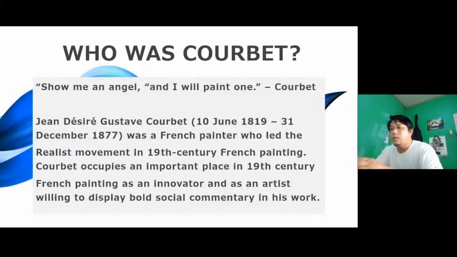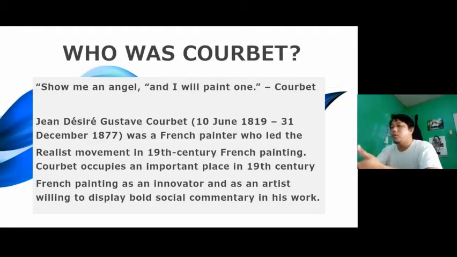So Jean Desire or Desiree Gustave COURBET. Okay, so born on June 10, 1819 and died in December 31, 1877. So, was a French painter who led the Realist movement in 19th century French painting. Okay, so he is the leader of the French movement during 19th century.